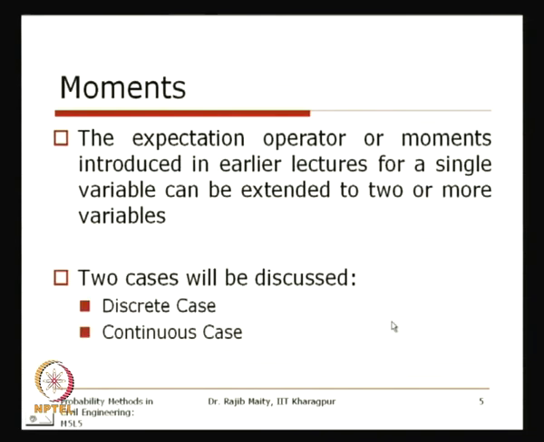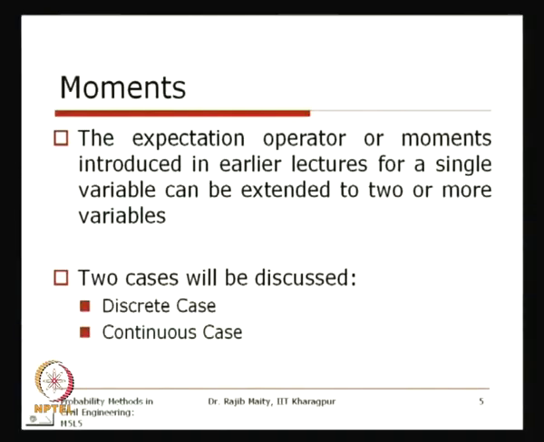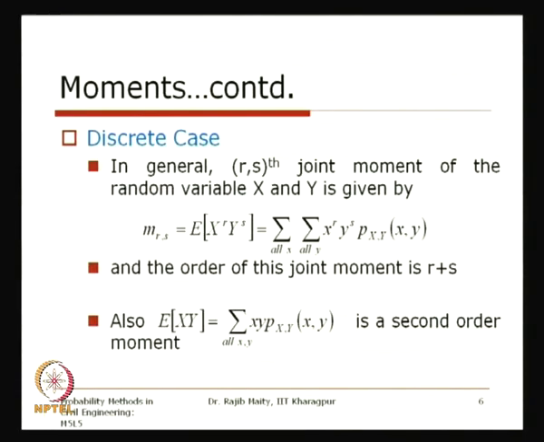Now, the expectation operator or the moments introduced in the earlier lectures for a single variable can be extended to two or more variables, and two different cases, as also discussed in the case of a single random variable. One is the discrete case and the other is the continuous case. Discrete means both the random variables considered are discrete random variables, and continuous means both the random variables are continuous. So, two different cases will be considered, and first we will take the discrete case.